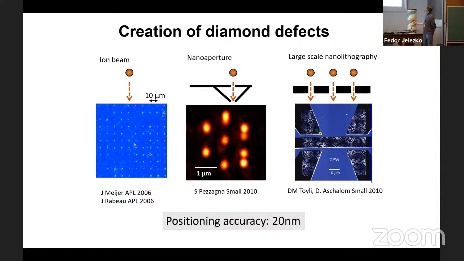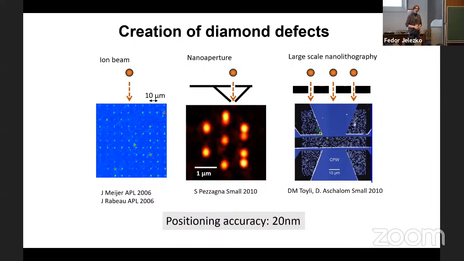Yeah, in this case, you would, for example, take one ion and implant, then shift the AFM to the next position and implant again. So that's an important question. You mean how reproducible is the implantation?